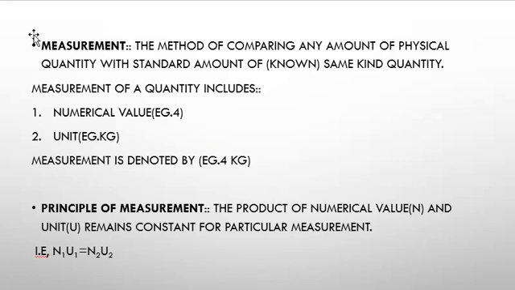What is measurement? How do we calculate the value or amount of any substance? Measurement is the process by which we can know the value of an unknown quantity by comparing it with a standard known quantity of the same kind. Means we can calculate the unknown value by comparing it with another quantity which is known.